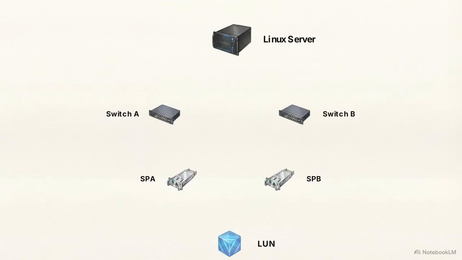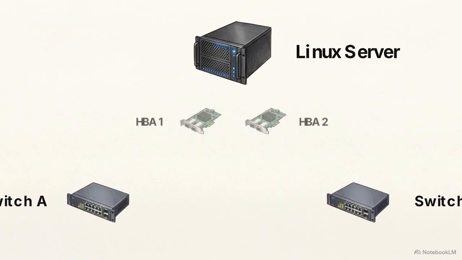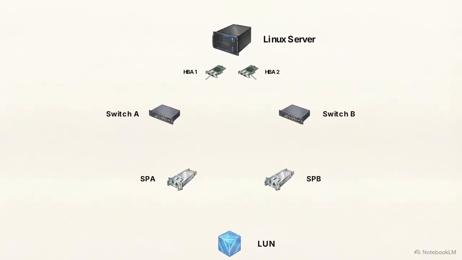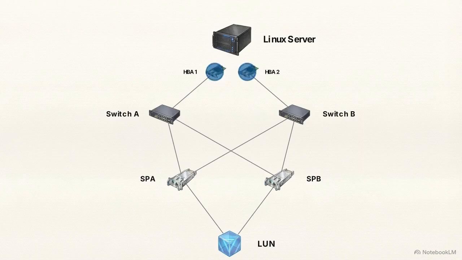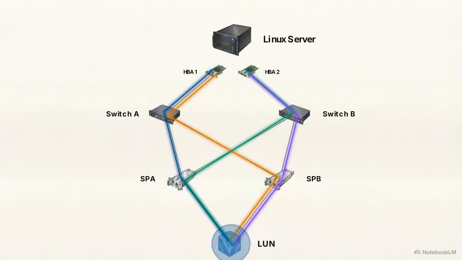That target is the Linux server requesting the database storage. It sits at the top of our topology map. The server uses hardware cards called host bus adapters, or HBAs. HBA1 extends a connection down to Switch A, and HBA2 connects down to Switch B. Looking at the complete map, data can travel along 4 distinct routes to reach the single LUN.